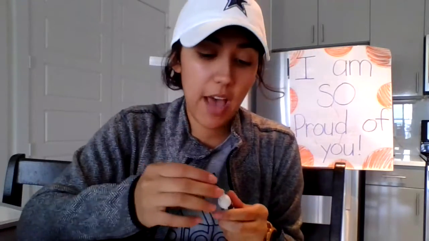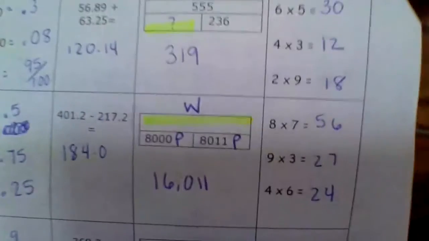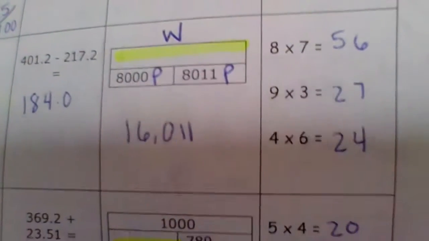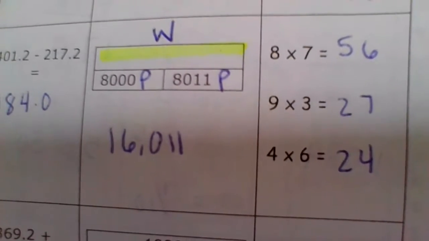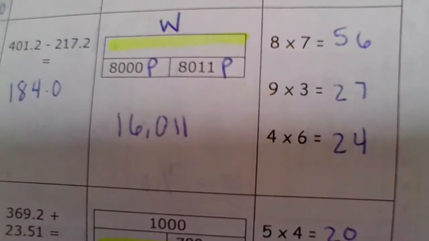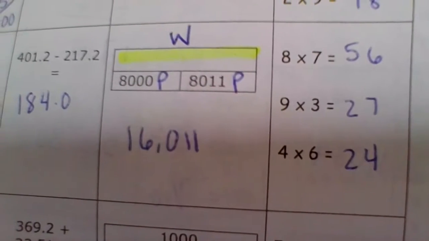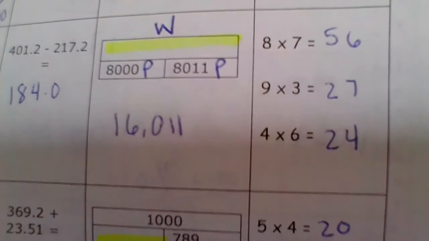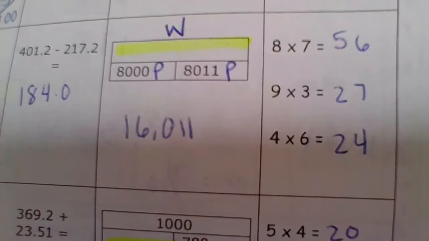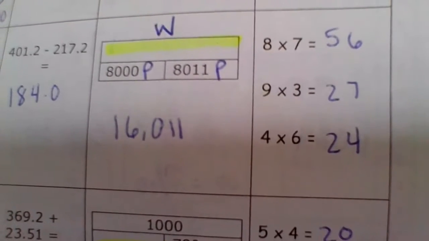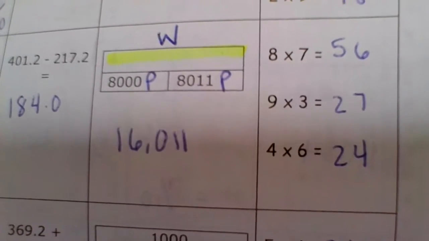Okay? And last but certainly not least, we have our multiplication facts. 8 times 7 equals 56. 9 times 3 equals 27. 4 times 6 equals 24.